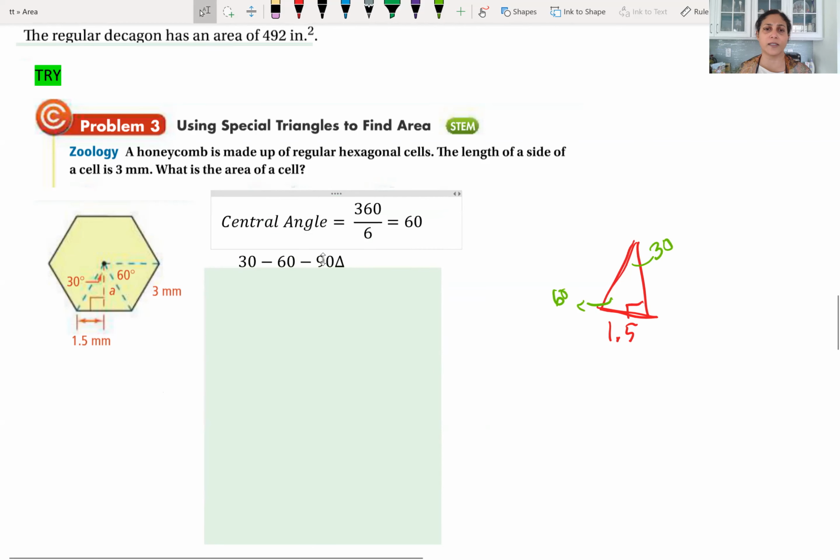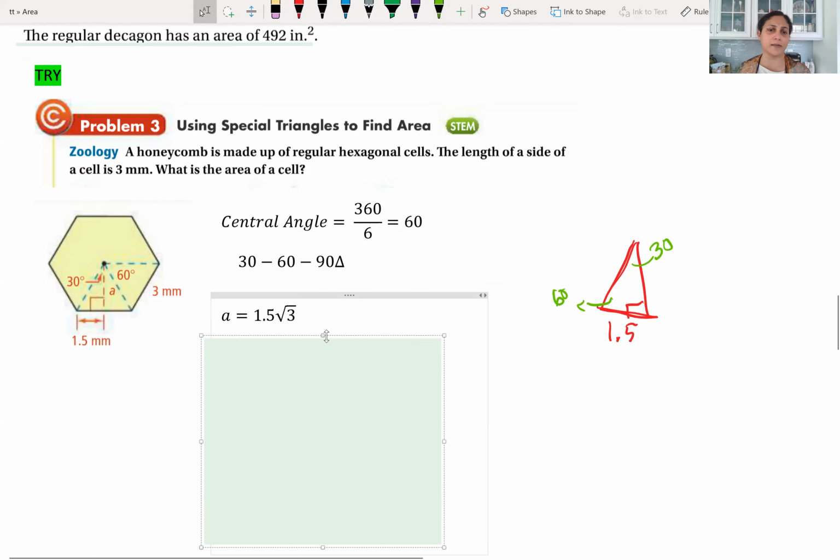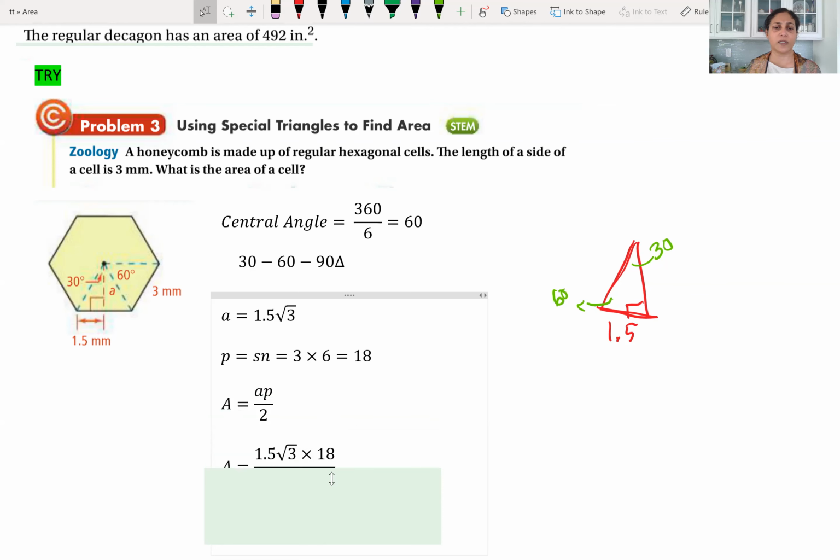So I have that the central angle is 60. And so we know that this is going to be a 30, 60, 90 triangle. And A is going to be 1.5 times radical 3. And once you know that, perimeter is S times N. So 3 times the number of sides, making it 18. And then the formula, you just plug it in and simplify carefully.